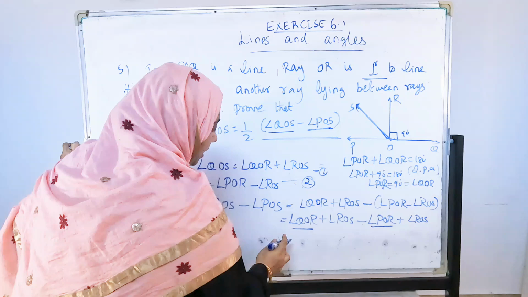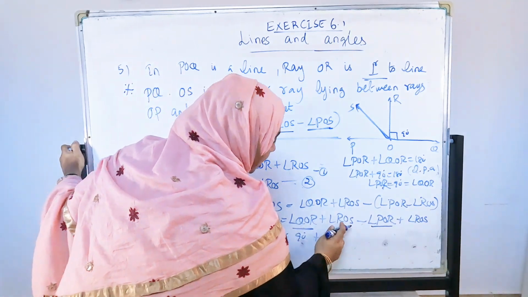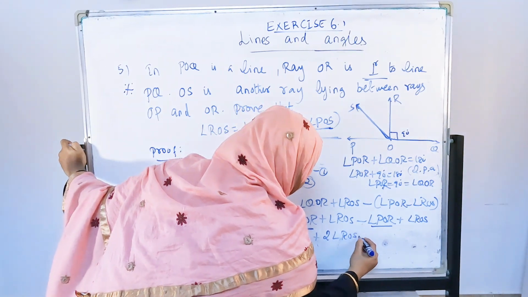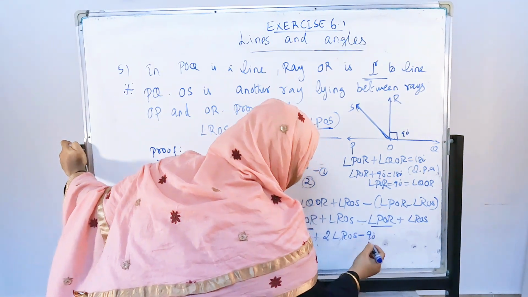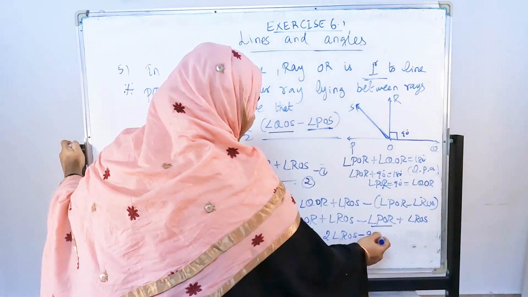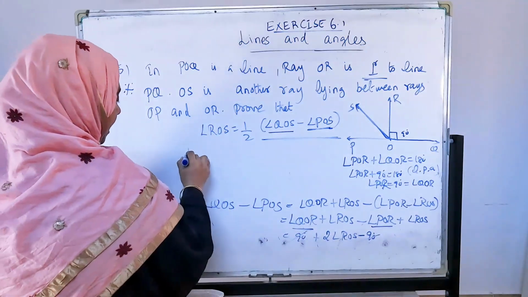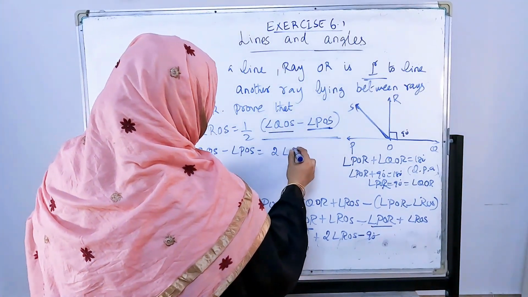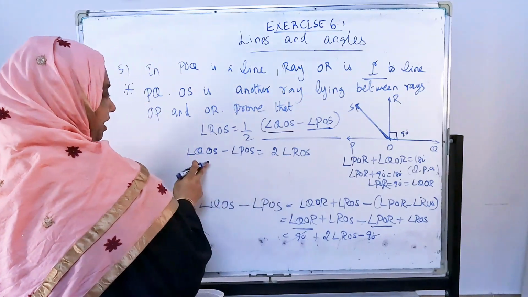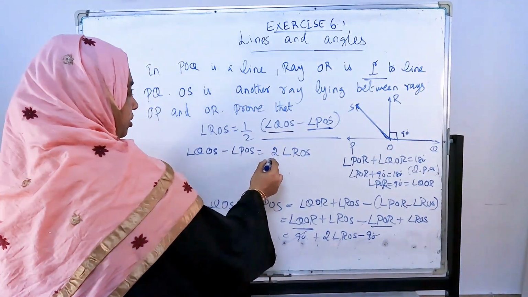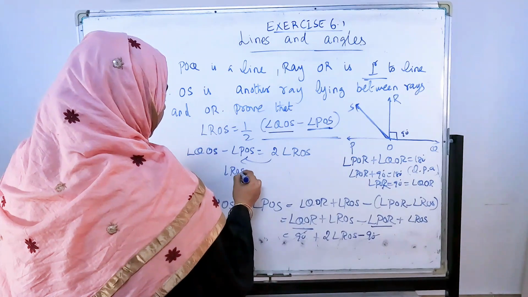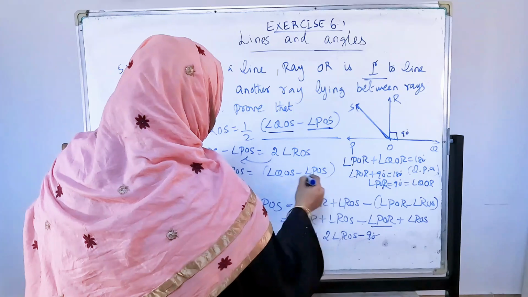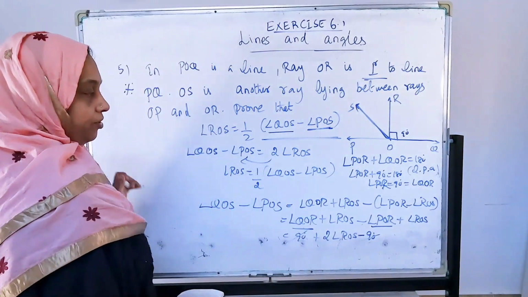So 90 degrees plus how many ROS are there? 2 ROS, so 2 angle ROS, minus 90 degrees. The 90 cancels. Now we get angle QOS minus angle POS is equal to 2 times ROS. Bring the 2 here because the 2 is coming to this side. Now ROS is equal to angle QOS minus angle POS, half or divided by 2.